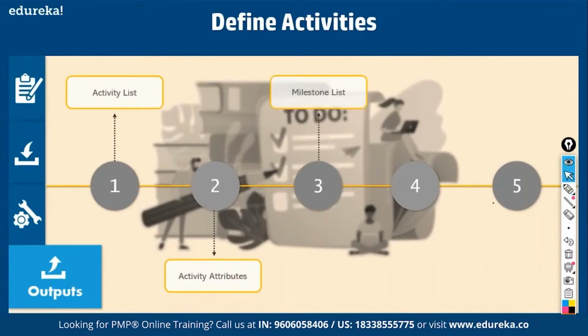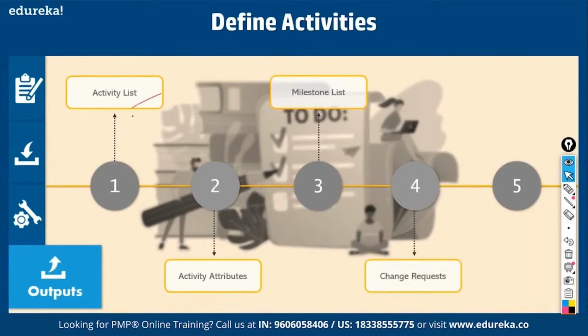Then milestone list. What are milestones? Milestones are significant events in the life of a project. For example, for a business analyst, requirement sign-off is a milestone. For a product owner, the date on which you have to take the product out to the market is a milestone. For a project manager, a budgetary check is a milestone. So if there are any milestones attached to activities, you also have to mention that along with the activity list.